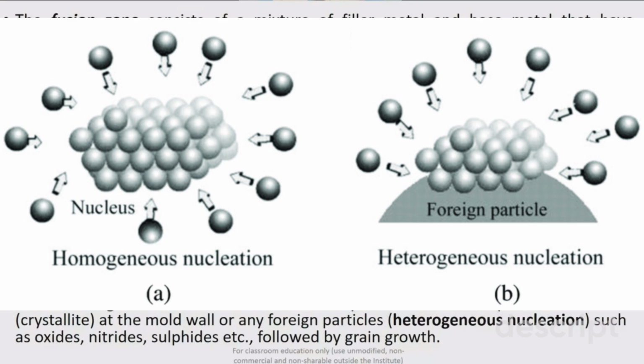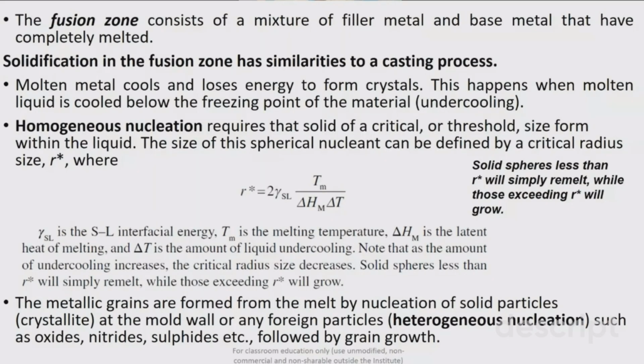In the majority of cases, this type of homogeneous nucleation is less dominant in the solidification of castings, and rather another type of nucleation dominates, which is known as heterogeneous nucleation. In heterogeneous nucleation, the metallic grains are formed from the melt by the nucleation of solid particles or crystals at the mold wall or on any foreign particles.